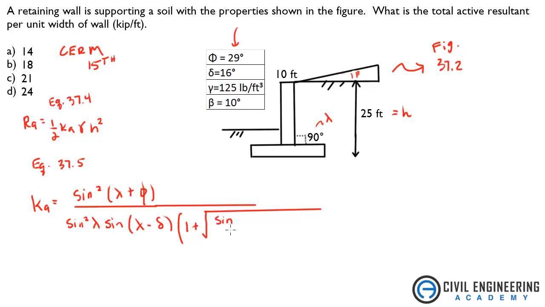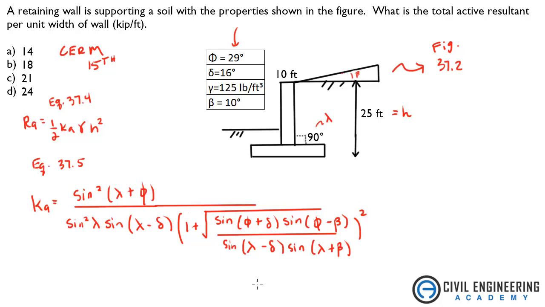That's going to be the sine of phi plus delta times the sine of phi minus beta, divided by the sine of lambda minus delta times the sine of lambda plus beta, and that whole thing squared. Okay, following along with me? So this is our big nasty equation. We know all of these properties. Now we're simply going to plug them all in.